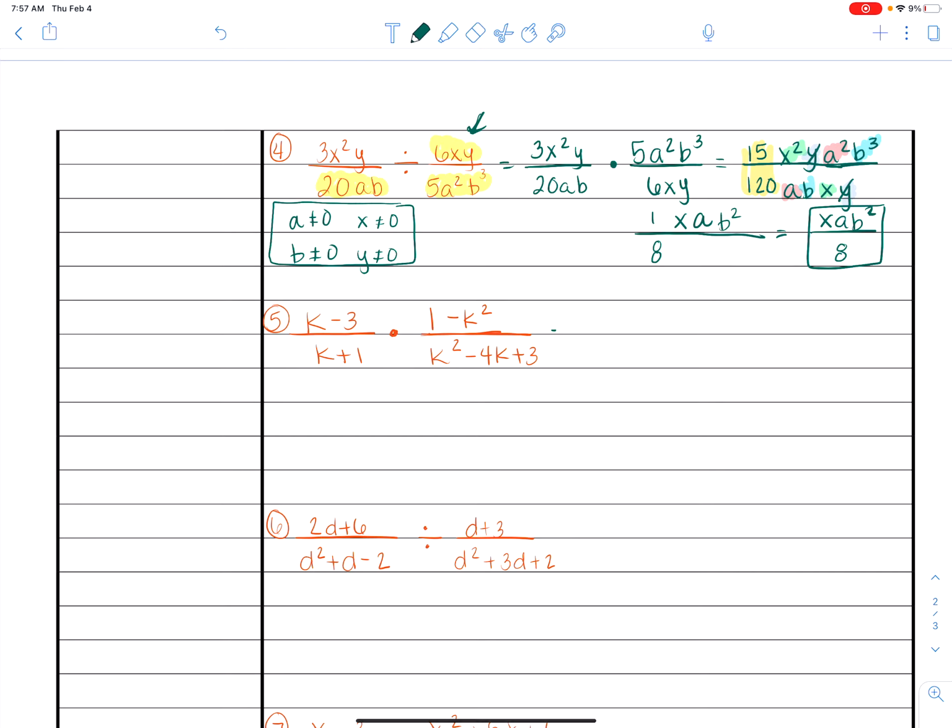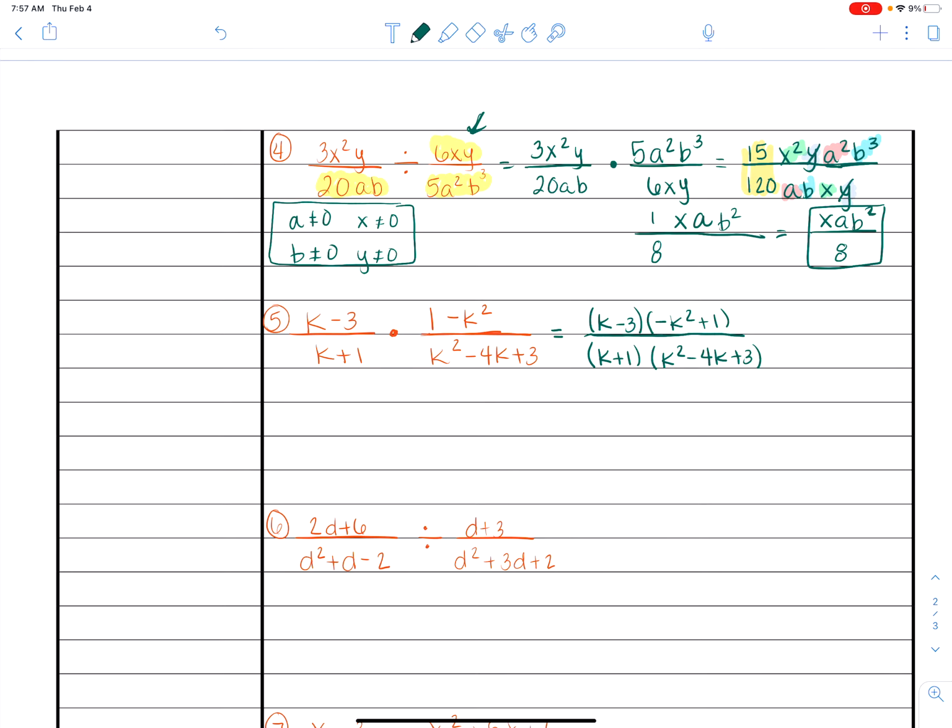So really what we have is, when we multiply this, we have a k minus 3 times a 1 minus k squared. But that is not how we normally write that. So I'm going to write it as negative k squared plus 1, divided by k plus 1 and k squared minus 4k plus 3.